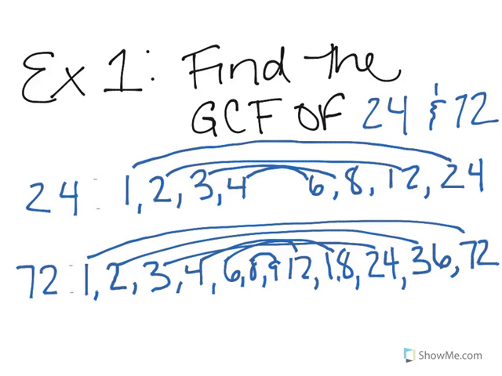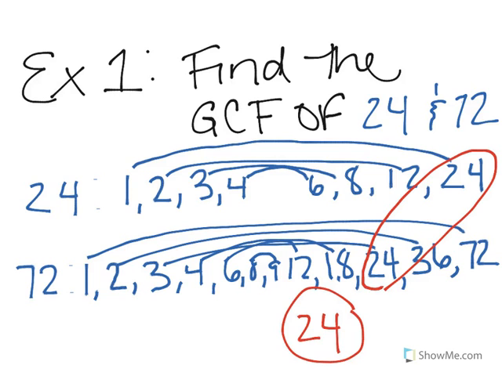Now I can look at what's the largest factor that both 24 and 72 have in common. Looks like, well, they both have 6. Well, they both have 8. Oh, wait, they both have 12. Oh, they both have 24. So I'm going to circle, and I'm going to say that 24 is my greatest common factor of 24 and 72.